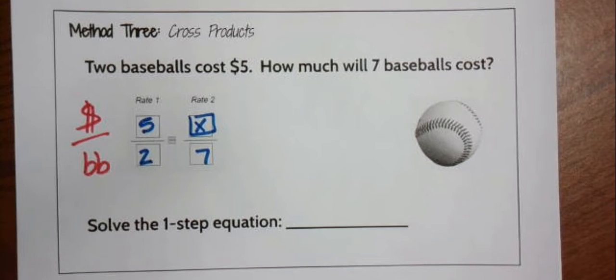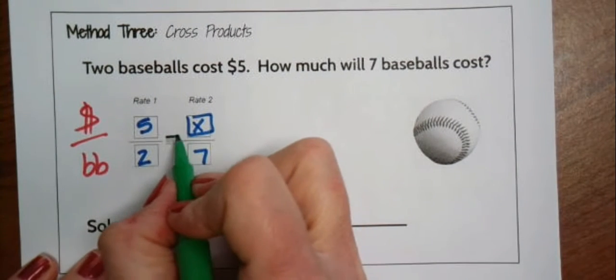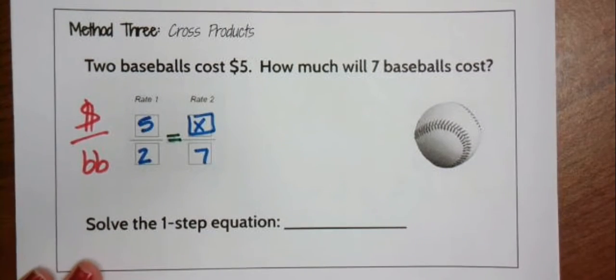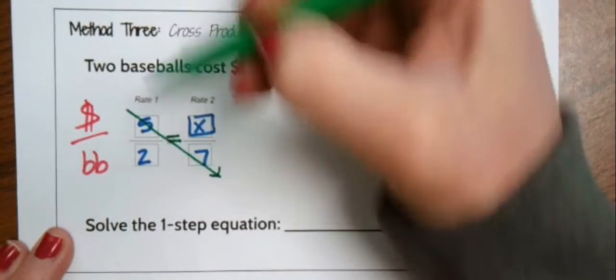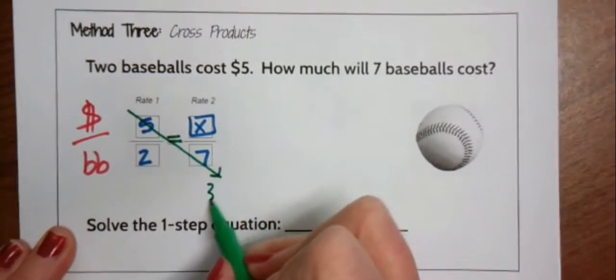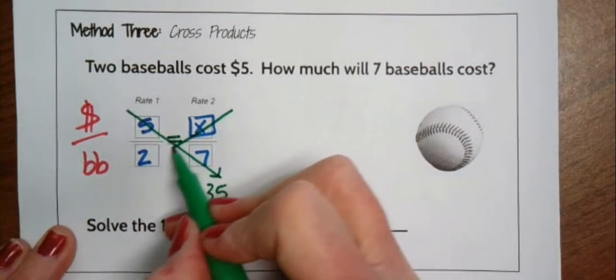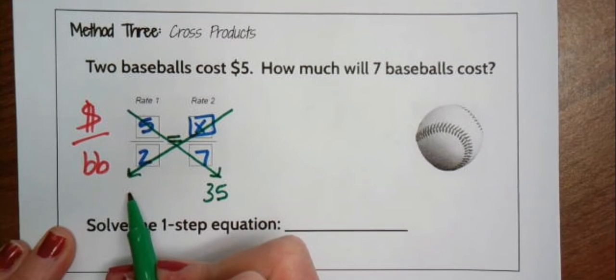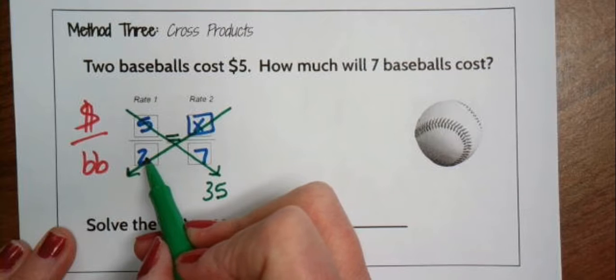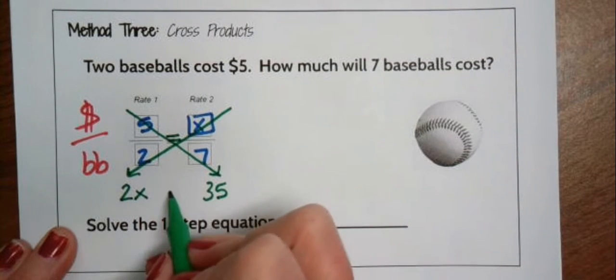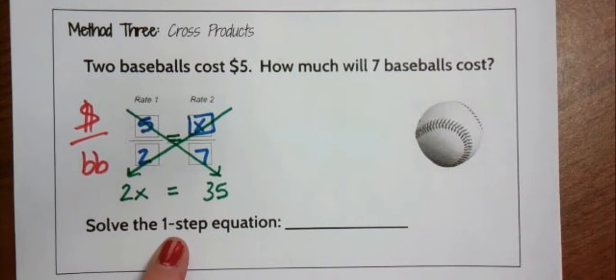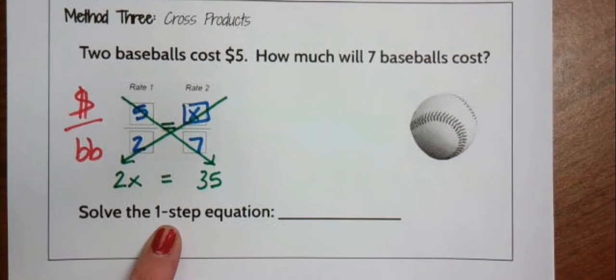So now we know that these are two equal fractions, the cross products will be equal. So I'm going to simply multiply going across. I have 5 times 7, and that's 35. Now I know that going across this way also has to be 35. But what do I see? x times 2. So I'm going to write it as x times 2, or 2x. I'm going to bring down the equal sign. Now I have a one-step equation to solve.